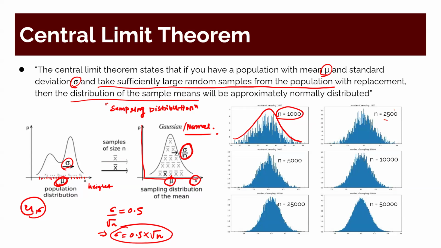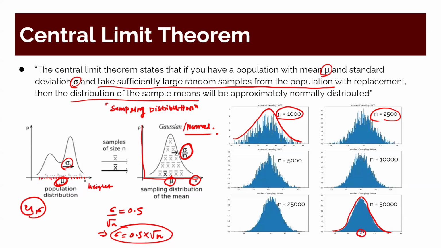And then as you see, I increase the sample size. I think it's supposed to be 1,000, 2,500, 5,000, 10,000, 25,000, 50,000. Absolutely normal, right? So as n is increasing, you see that central limit theorem is kicking in, right? The sampling distribution is becoming more and more normal.